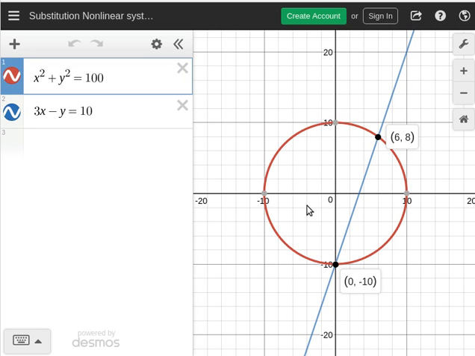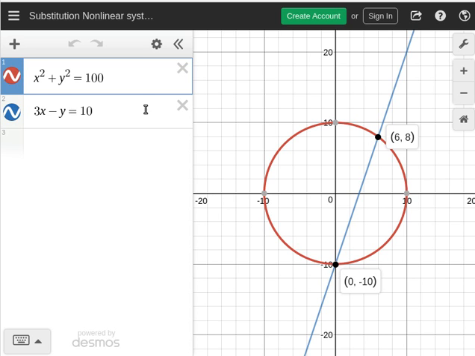So here I've graphed the two curves. The first one was x squared plus y squared is 100, and the second one was 3x minus y is equal to 10. And I can see that the first curve was this circle in red, and the second curve was this blue line here. And I can see that those two curves intersect at exactly the points we found, right? (6, 8) is 1 point of intersection, and (0, negative 10) was the next point of intersection.